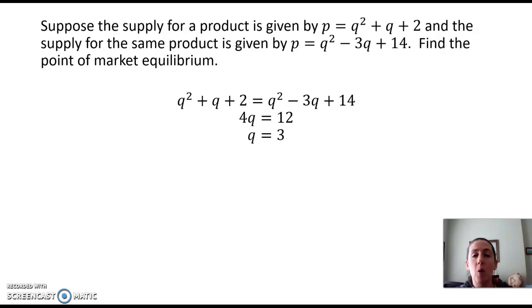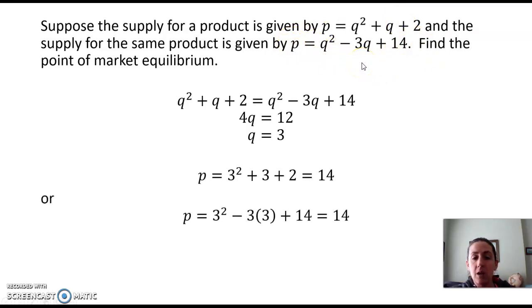Now we're looking for the point of market equilibrium, which means we need to know how many and at what price. So we'll take this quantity and plug it back into the supply equation, 3 squared plus 3 plus 2 equals 14. Or we could plug it back into this demand equation, 3 squared minus 3 times 3 plus 14. Notice they both give you 14.